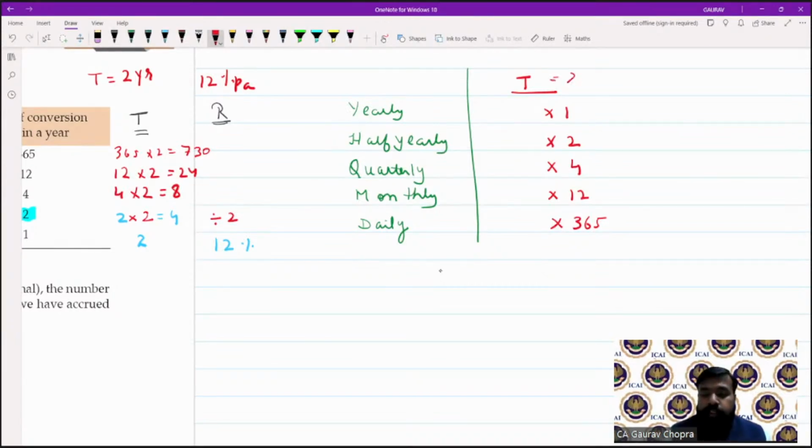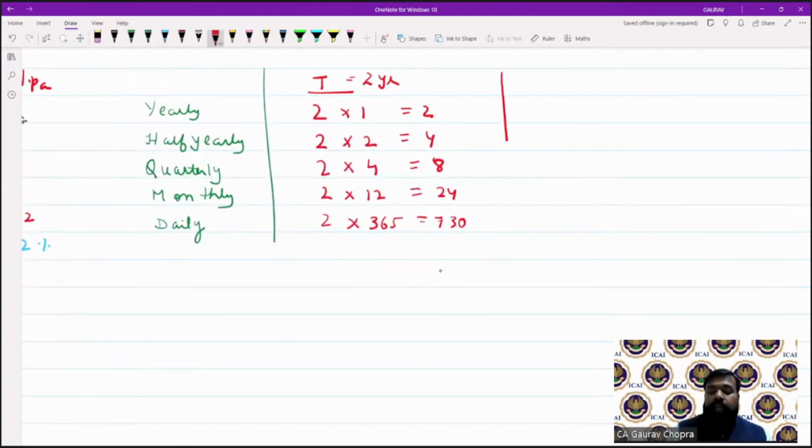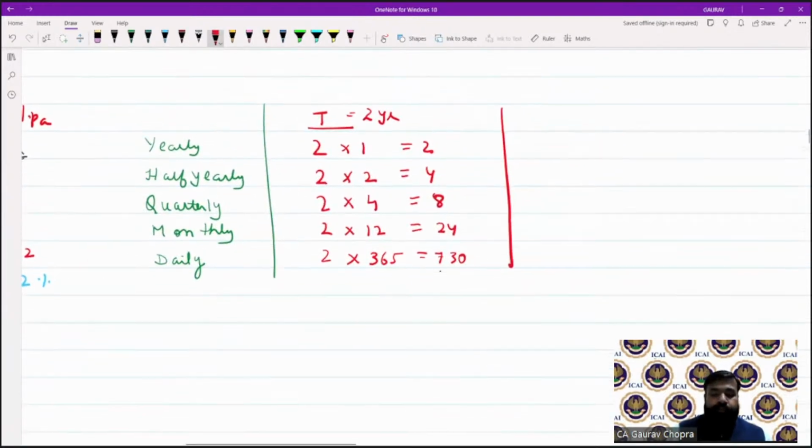So if time is 2 years, then 2 into 1 becomes 2. 2 into 2 becomes 4 half years. 2 into 4 becomes 8 quarters. 2 into 12 becomes 24 months. And then 2 into 365 becomes 730 days. So in this way, we have to change the time period. Okay.